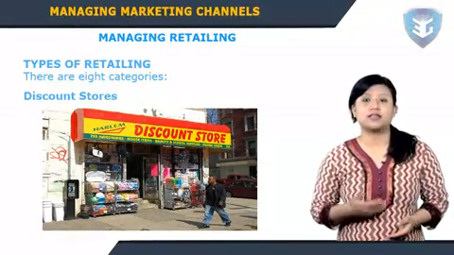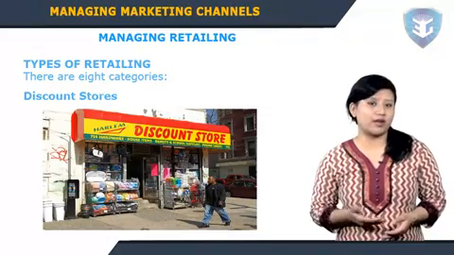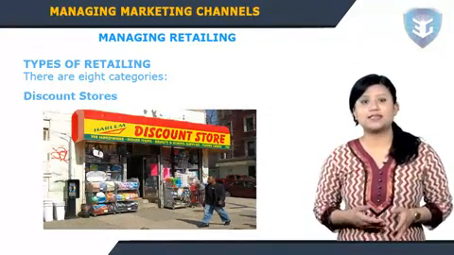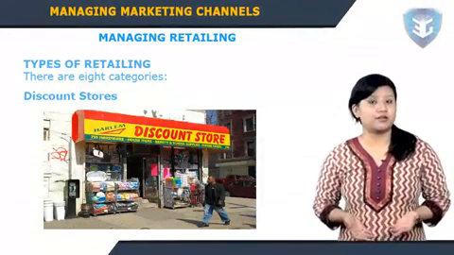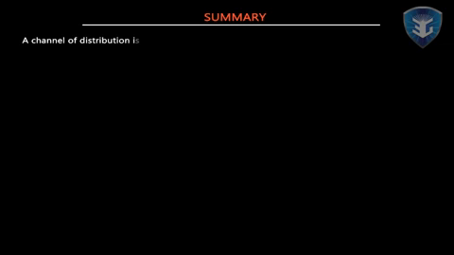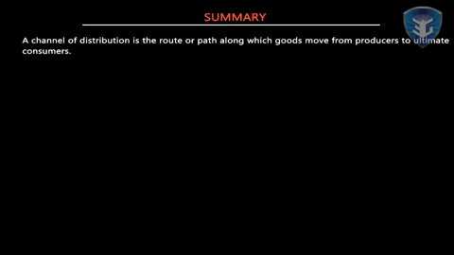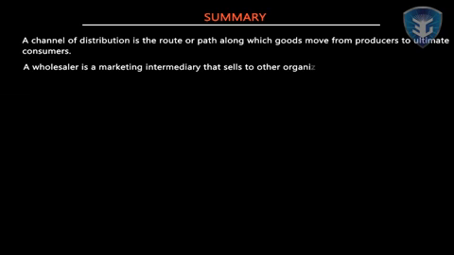Discount stores sell standard merchandise at lower prices by accepting lower margins and selling higher volumes. For example, Walmart, H-E-B, Kmart. Now in the end, let us summarize what we have learned in this lecture. A channel of distribution is the route or the path along which goods move from the producers to the ultimate consumers. A wholesaler is a marketing intermediary that sells to other organizations.